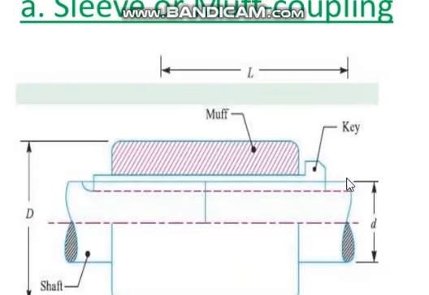A sleeve or muff coupling is shown in the figure. There is one shaft this side, another shaft this side, and both are joined together with a muff or sleeve. This is inserted over the joint, and this dotted line shows the keyway, and this is the key. This is the jib-headed key. It is inserted and goes throughout from this side to that side.